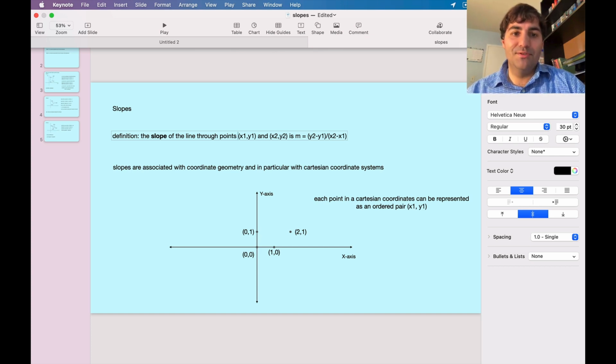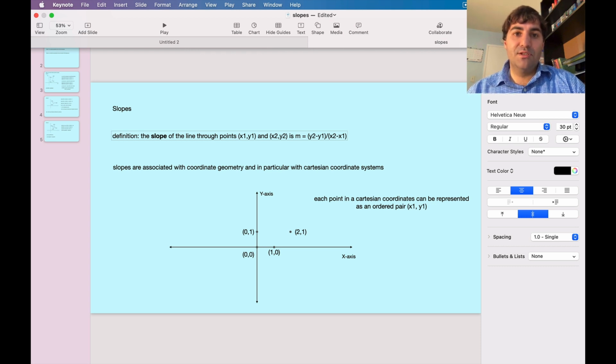Today I'd like to go over slopes. The slope of a line passing through points (x1, y1) and (x2, y2) is given by rise over run, which is (y2 minus y1) divided by (x2 minus x1).